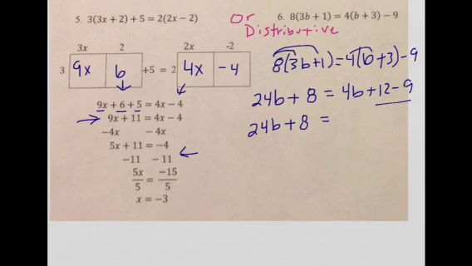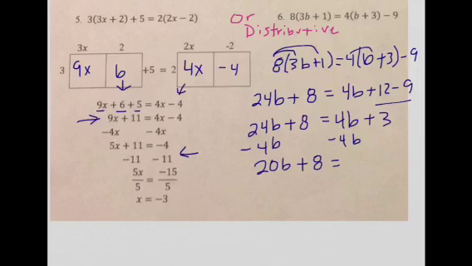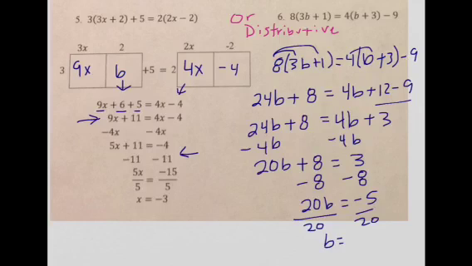So this is going to be 4b plus 3. I'm going to zero pair out the b, and that's going to give me 20b plus 8 is equal to 3. Then I'm going to zero pair out the 8, and I'm going to have 20b is equal to negative 5. Divide by 20, divide by 20, b is going to equal negative 1/4.